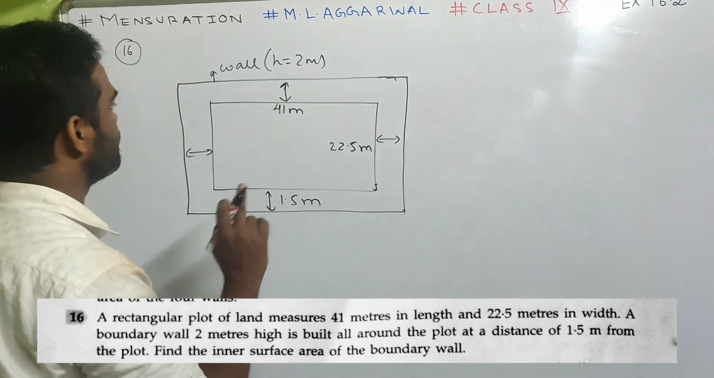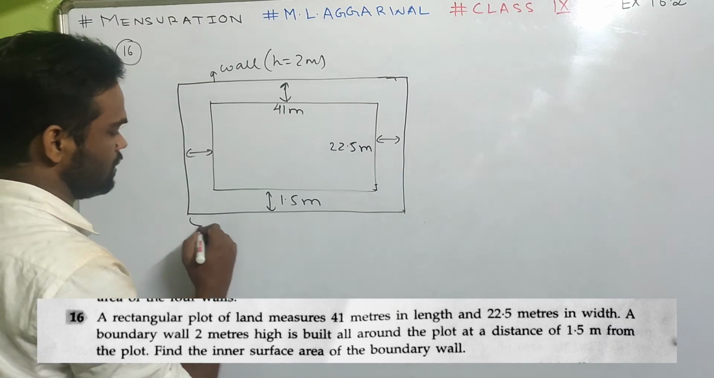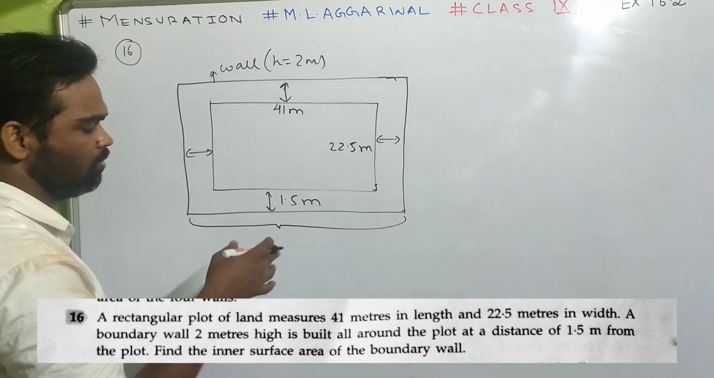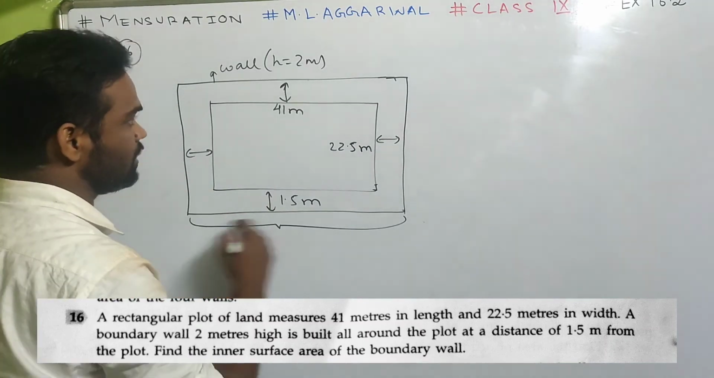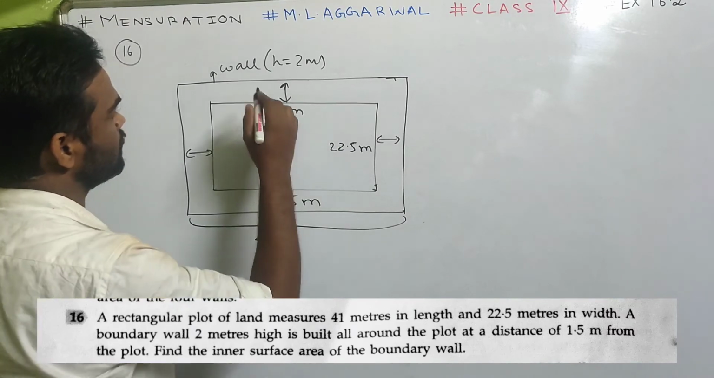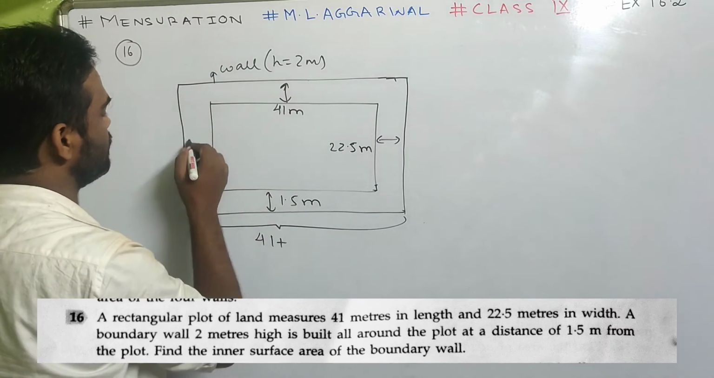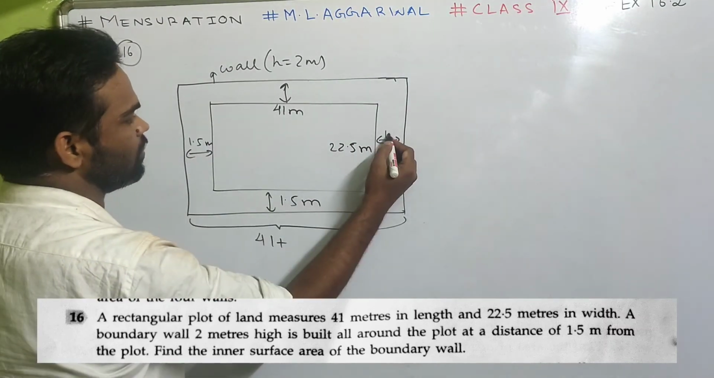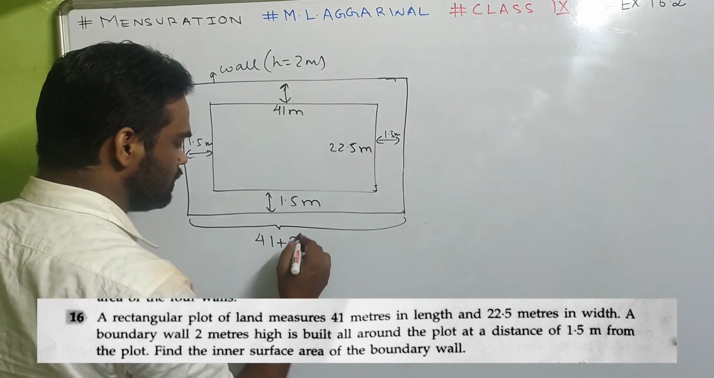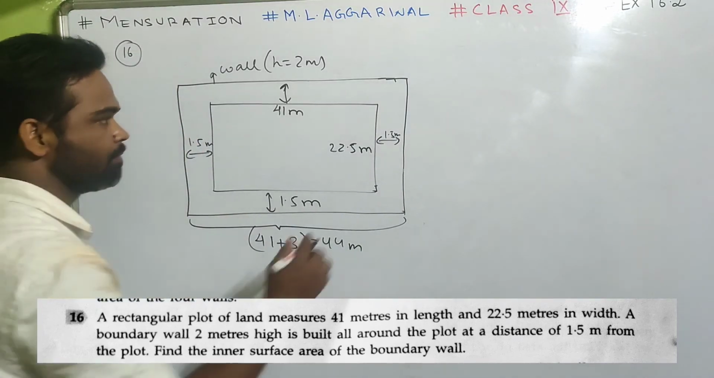Now look carefully. If you look at this outer, there are two rectangles. If you look carefully, the outer rectangle's length will be what? 41 plus 1.5, 1.5 on both sides. This is 1.5 meter, this is 1.5. We add 1.5 and 1.5, that's 3. So that's 44 meter. Done.